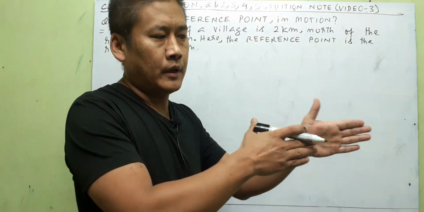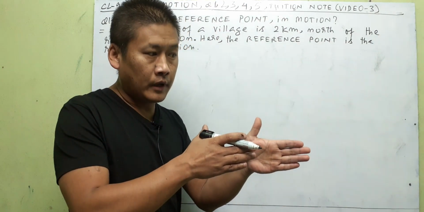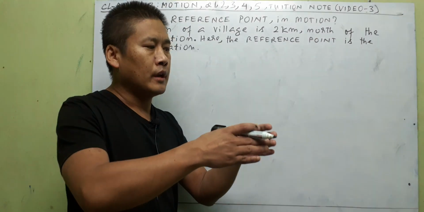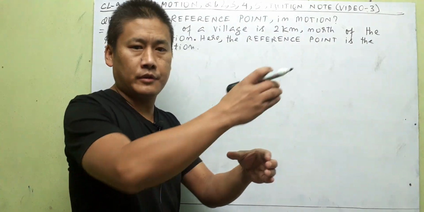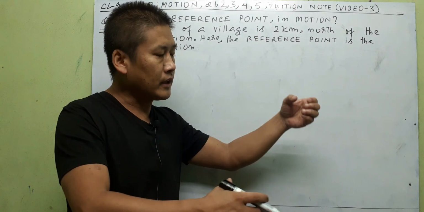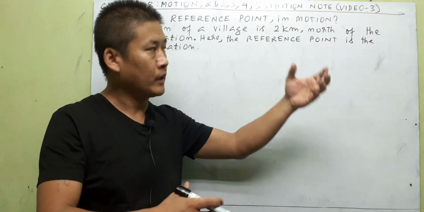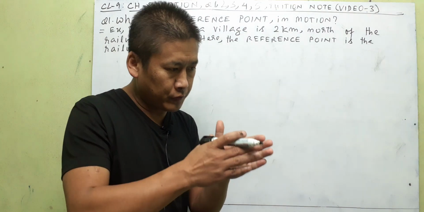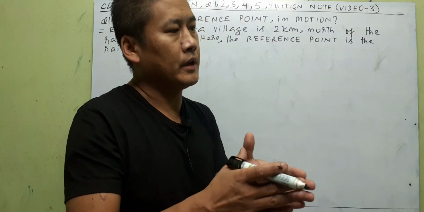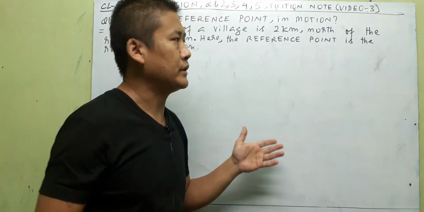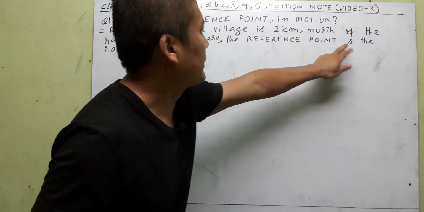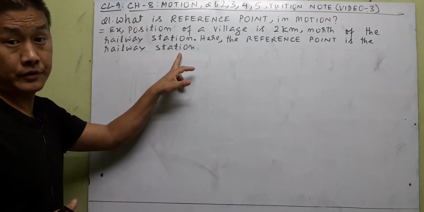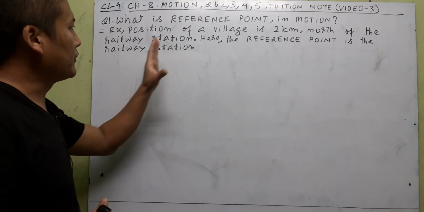So what the local guide is doing is, he is using the railway station to point the tourist to the village he wants to go to. So that point that he's using, the railway station, with the help of which he's trying to give direction to the tourist, is called the reference point here. So here the reference point is the railway station, right? So that is the meaning of reference point.